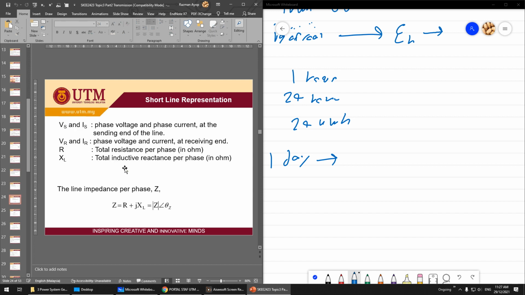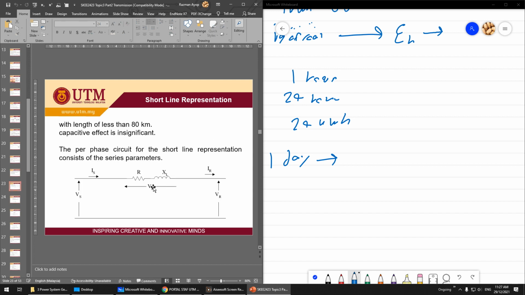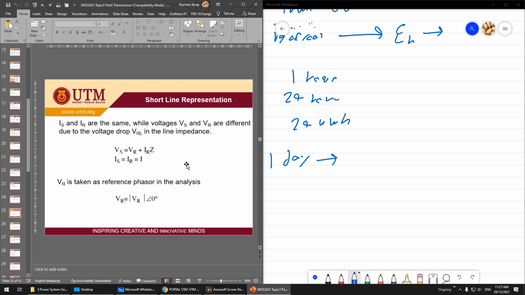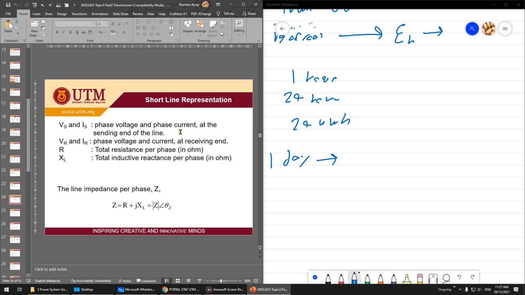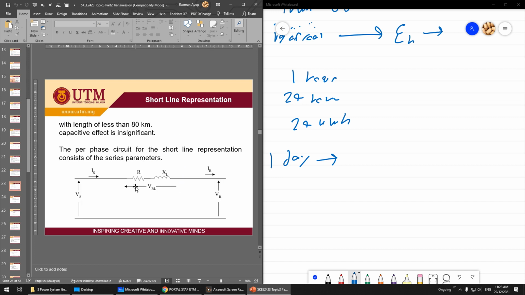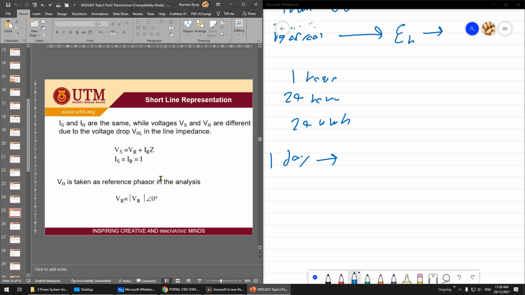And then how to calculate the resistance. Don't forget to multiply by the kilometer. Usually they give the calculation in the kilometer. Make sure you know how to multiply this.